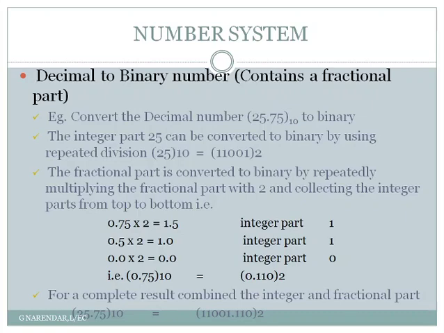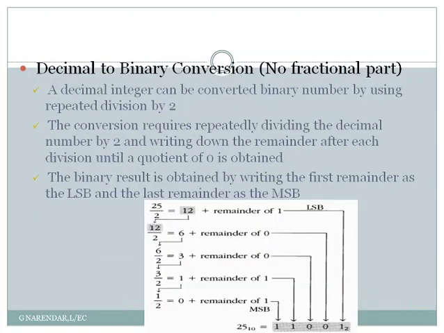We'll review this conversion from decimal to binary. If the decimal number doesn't have any fractional part, you apply the method of repeated division by 2. That means you have to divide the number continuously by 2. First you divide the original number by 2, you get a quotient, and you also get a remainder of either 1 or 0.